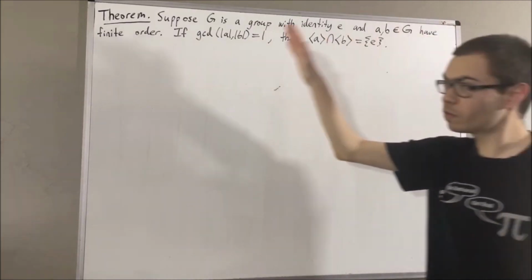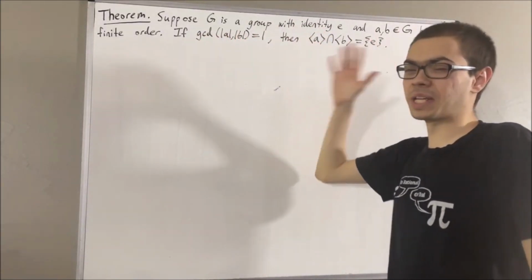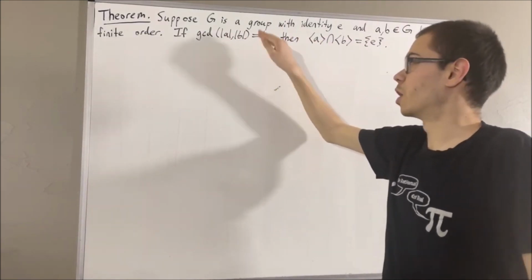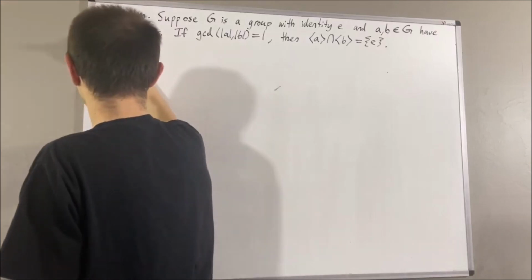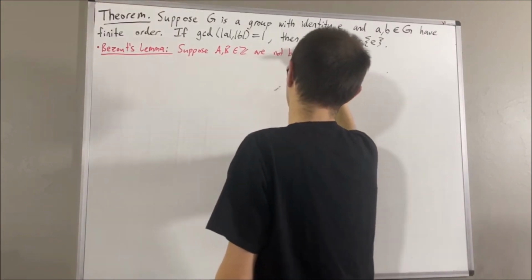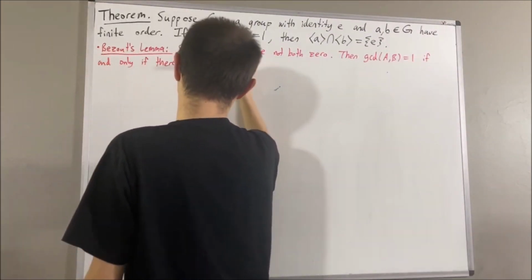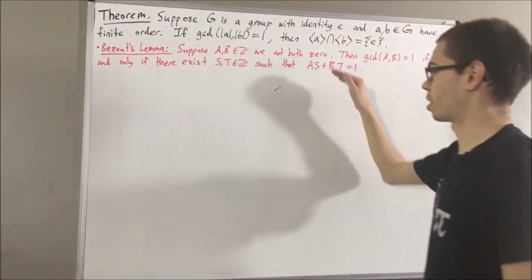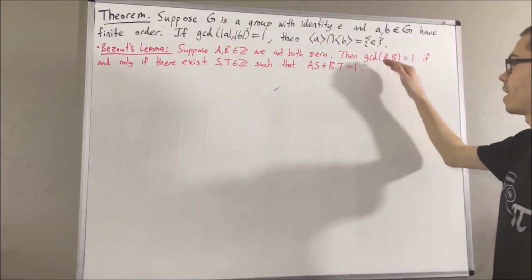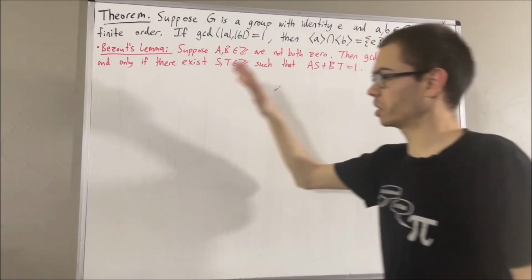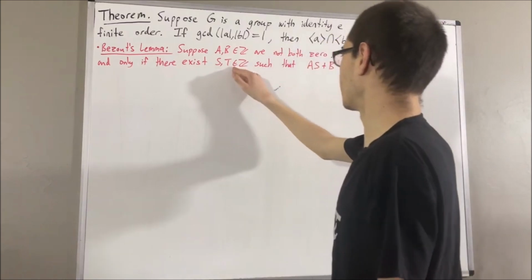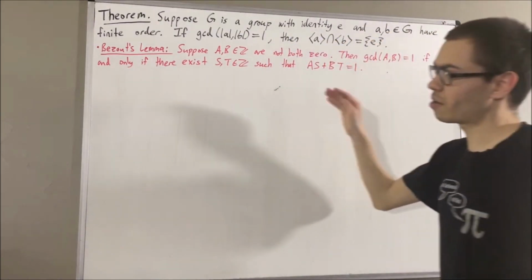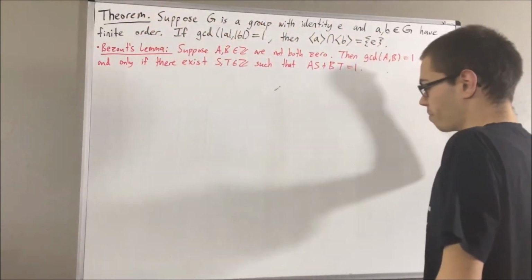Now, in proving this theorem, we are going to be using Bézout's lemma, which tells us about the greatest common divisor of two integers being equal to 1. Suppose a and b are integers that are not both 0. Then the greatest common divisor of a and b is equal to 1 if and only if there exist integers s and t such that as plus bt is equal to 1. Okay, so now let's get into proving this theorem.